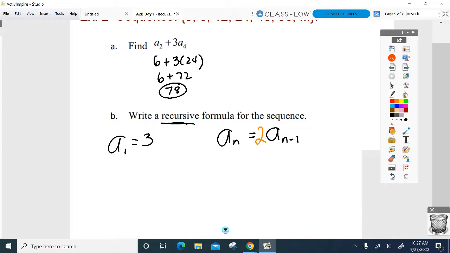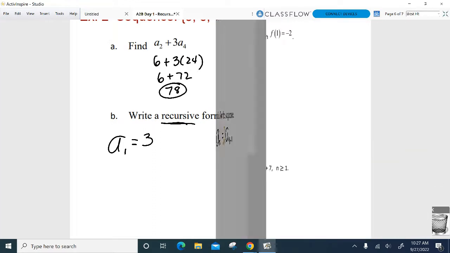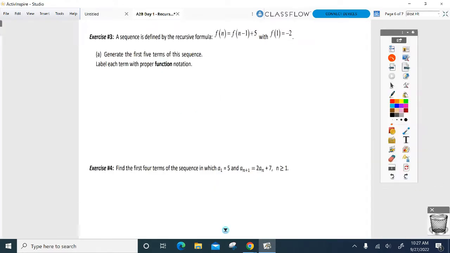How are we feeling about this recursive? Because I'm going to go backwards on you now. I'll provide the formula. You give me the terms. You give me the numbers. Let's see how well we're feeling. Here's a recursive formula. Using it, find the first 5 terms.